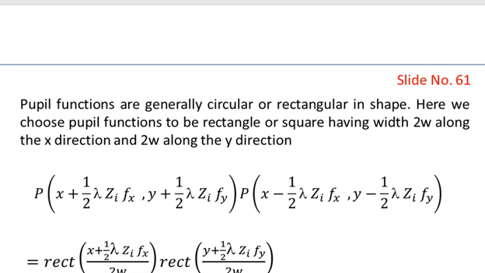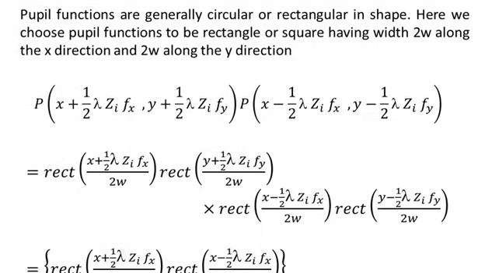Pupil functions are generally circular or rectangular in shape. Here we choose pupil functions to be rectangular or square, having width 2w along the x direction and 2w along the y direction. So we are choosing here a square aperture having width 2w along the x and 2w along the y directions. And you know that now these two pupil functions are the general form of the pupil functions. When we have assigned that these pupil functions are actually square apertures, we can replace them with rect functions. So the first pupil function has been replaced by two rect functions, and the second pupil function has also been replaced by a set of two rect functions.